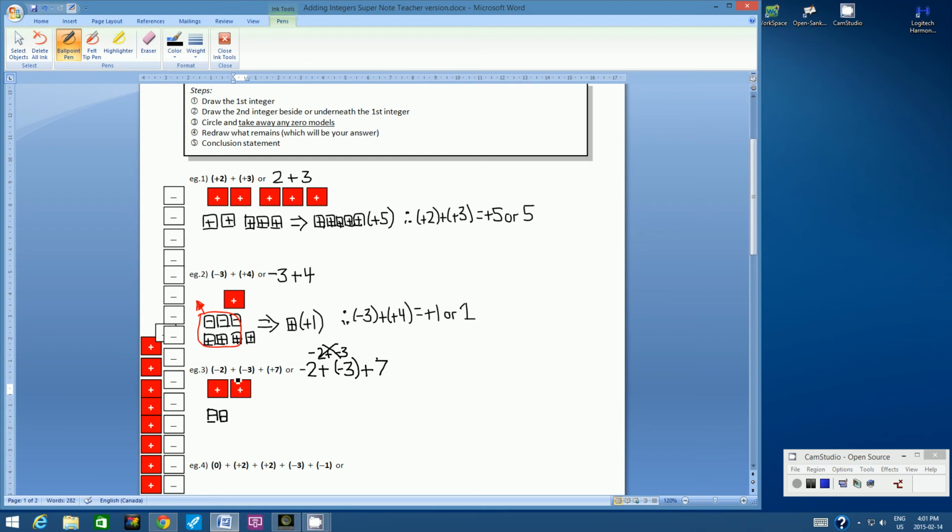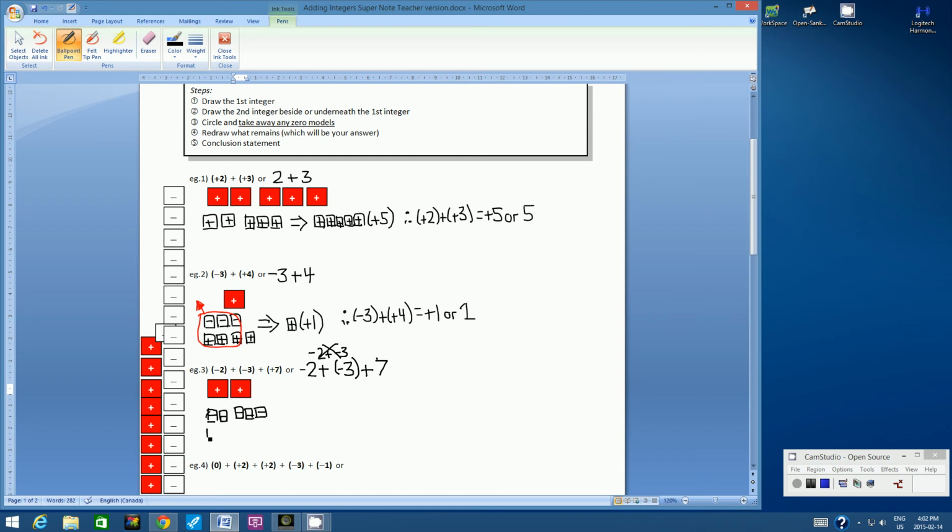Step 2, draw the second integer beside or underneath the first integer. Well, the second integer is -3. So 1, 2, 3. Now remember, I didn't draw these three negatives below because they're the same sign as the first set of tiles. All right, we're going to repeat step 2, draw the third integer beside or underneath the first two integers.